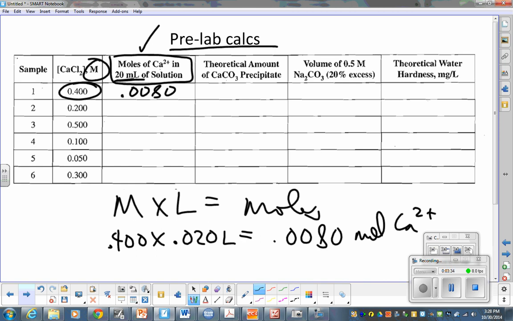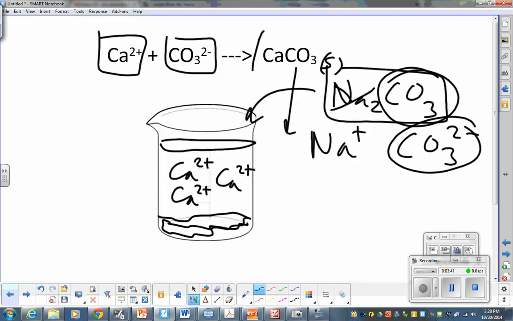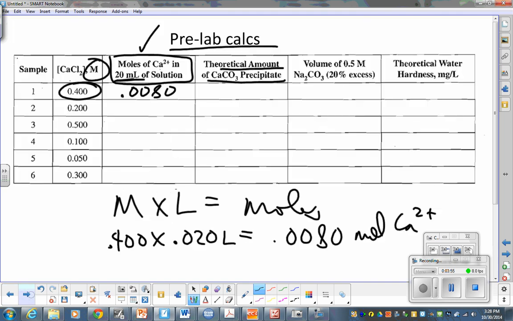The second thing they want you to do is calculate the theoretical amount of the precipitate that you're going to generate. If you look back at our reaction, it's a 1-to-1 ratio, producing one of those. Our limiting reactant: we're going to pour in excess. So we're going to make sure that we pour in extra CO3 to knock out every single calcium ion to make sure it goes down. So our limiting reactant we know for sure is calcium.